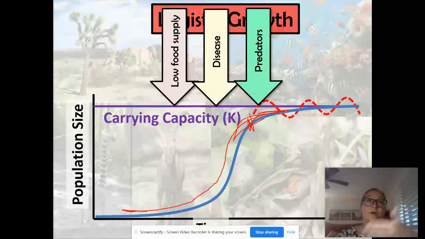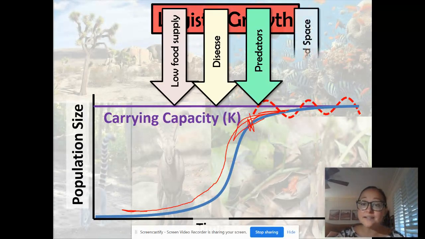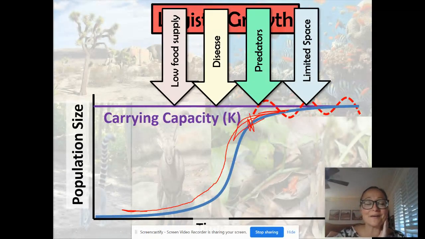Predators: the more prey you have, the easier it is for predators to hunt. Limited space. I once saw this thing about some birds that lay their eggs in the knot holes of trees. So think about a tree that has a hole, like Winnie the Pooh gets stuck in. They lay their eggs in those knot holes. Well, once all the knot holes are occupied, any other young mother birds who need to lay their eggs have to lay them out in the open, either on a branch or on the forest floor, which now puts them at risk for predation.